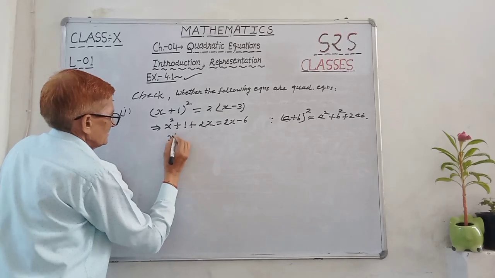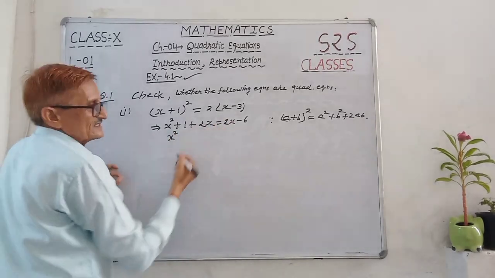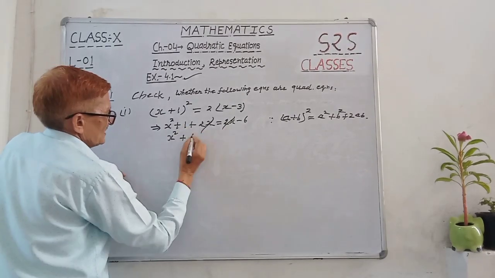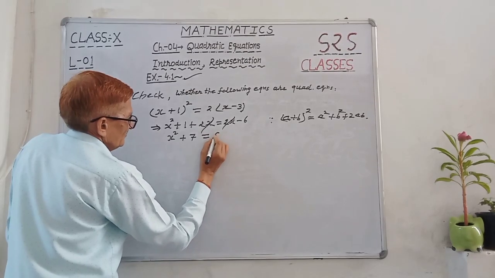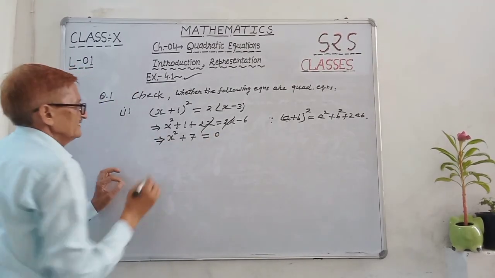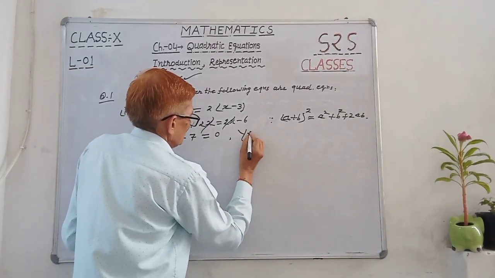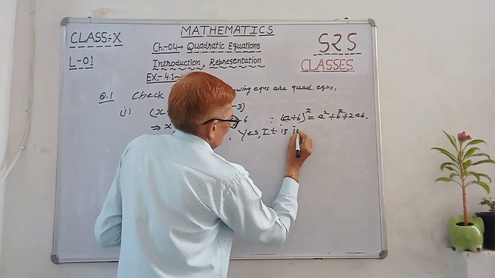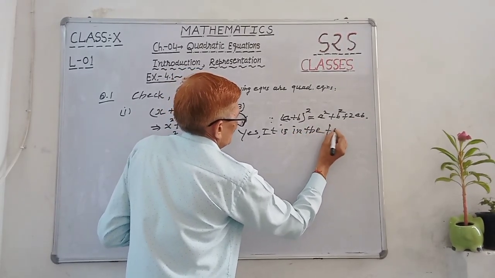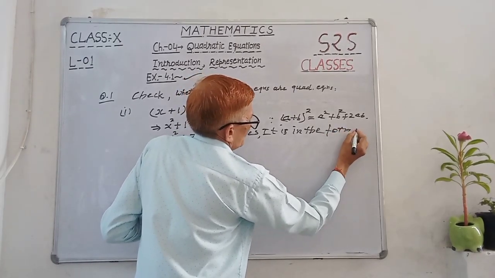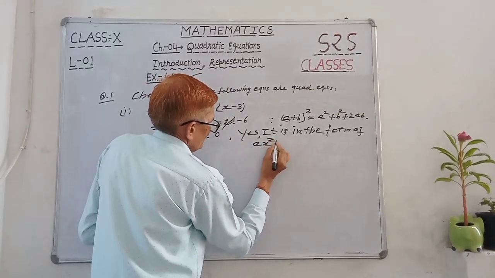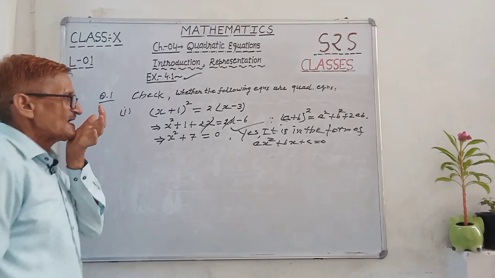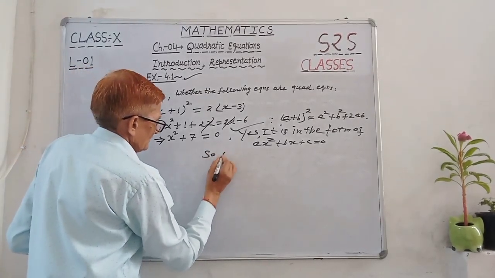Take one side all the terms: x square plus 2x and minus 2x, 2x cancel out. Okay, and then minus 6 will come plus 6, x square plus 1 plus 6, 7, is equal to 0. Make one side 0, take all terms to one side. Then yes, it is a quadratic equation. It is in the form of ax square plus bx plus c equal to 0. Okay, so it is a quadratic equation.